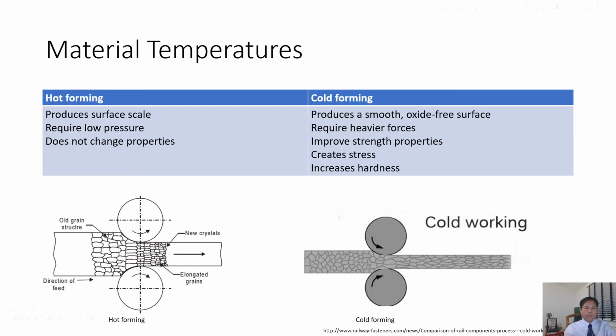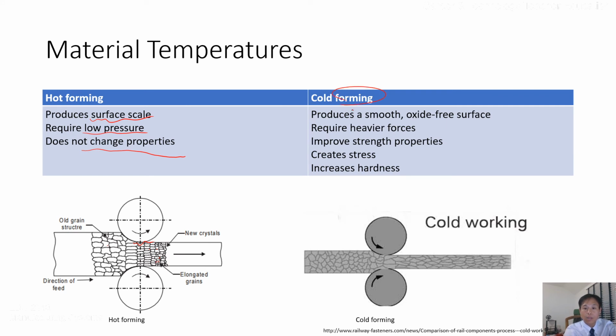So I compared the two processes. The hot forming process produces a surface scale and requires low pressure, and it does not change the properties. The properties don't change, only the crystal structure, because it creates a new crystal structure. So the property is the same because it forms new grain.